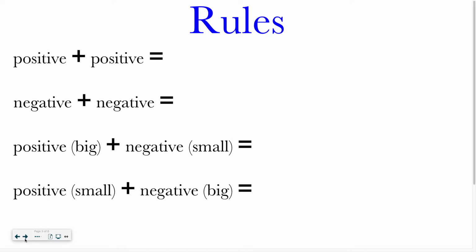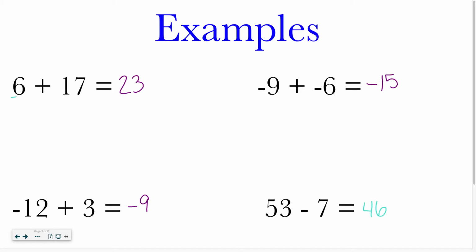All right, so let's talk about some rules. If I have a positive number plus a positive number, that is automatically going to end up as a positive number. If I have a negative number plus a negative number, that is going to end up negative. And those are our first two examples, right? On the last page, we started with positive 6 plus positive 17. That gave us a positive answer. And then here we started with a negative plus a negative, which gave us a negative answer.